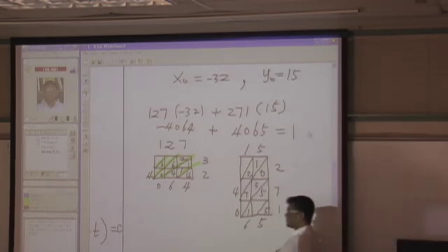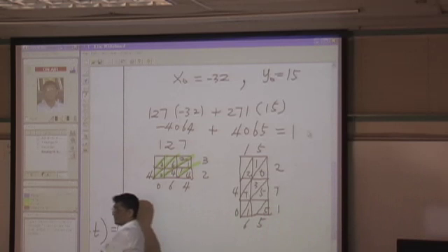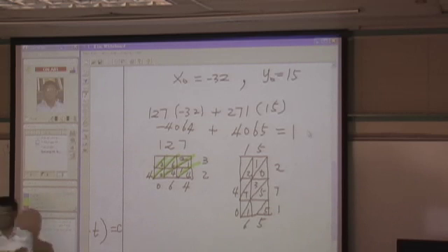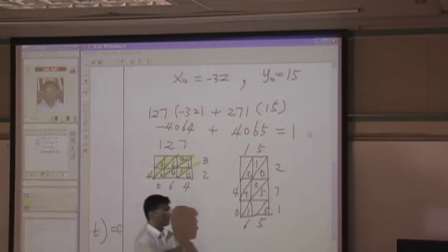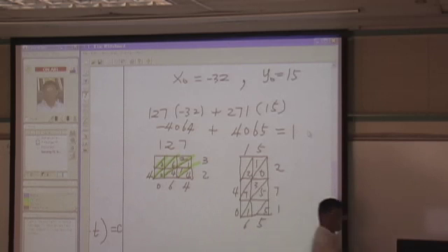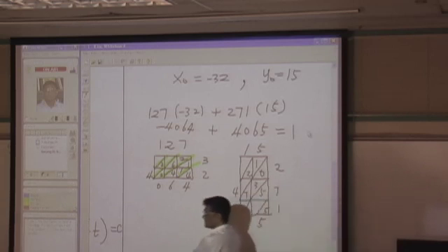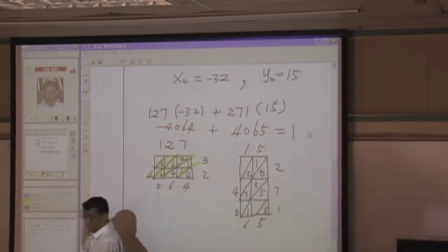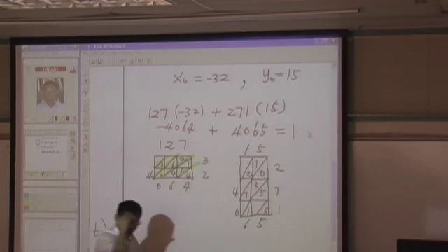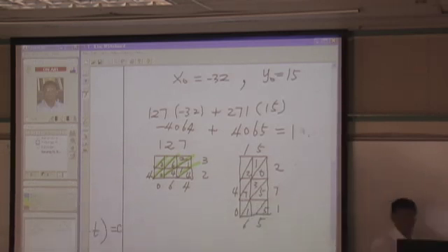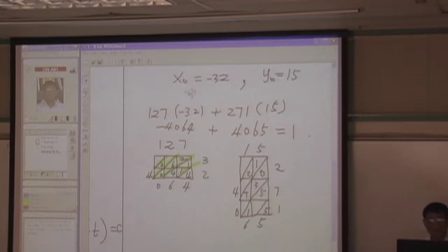I completely showed you. I didn't use any calculator. I completely showed you. If you do not know why this is so, ask. So on the exam, no calculators. You should calculate every multiplication on your own. In any case, I verified this result, right? Negative 32, 15 is a solution.